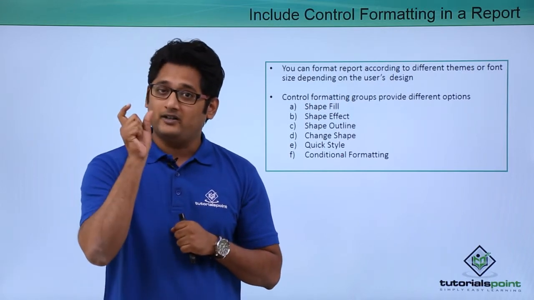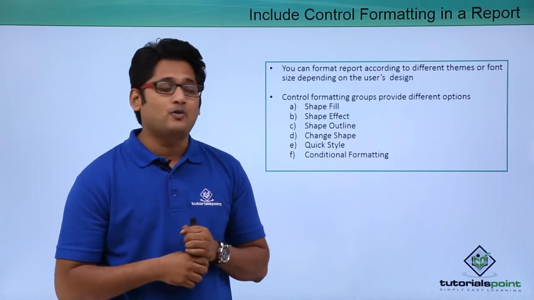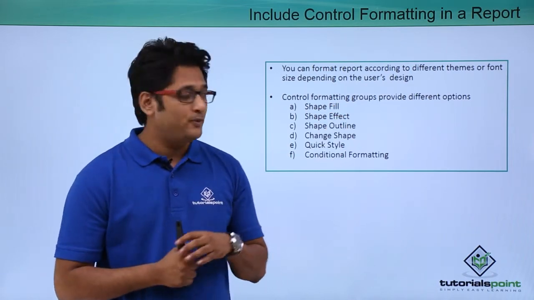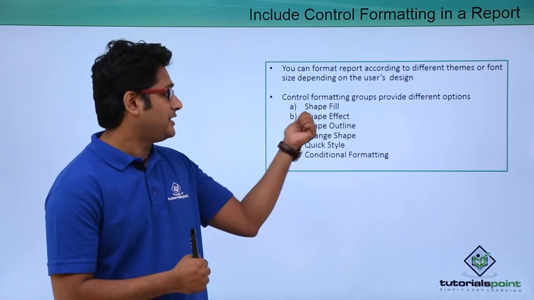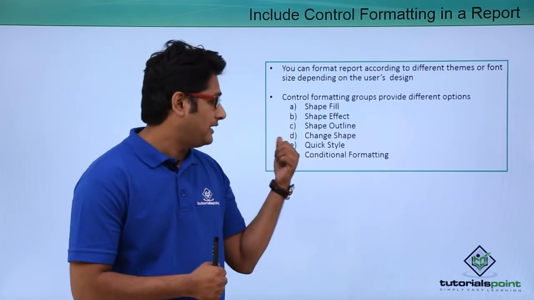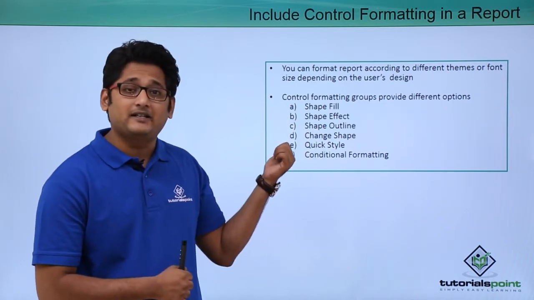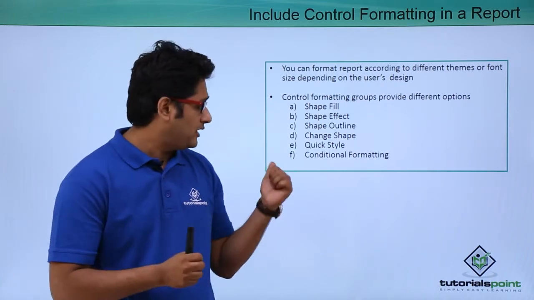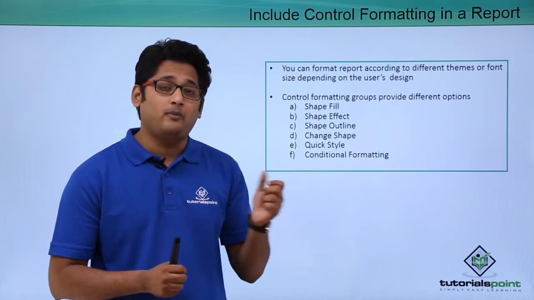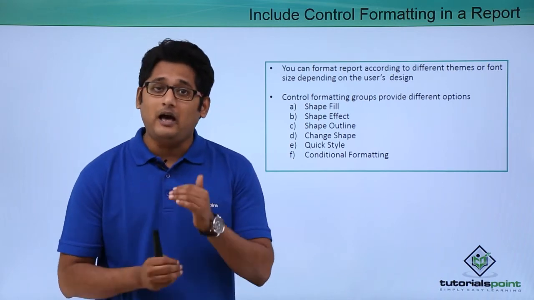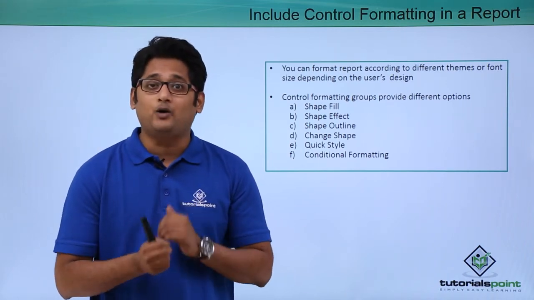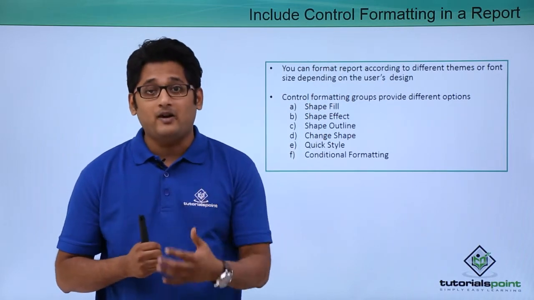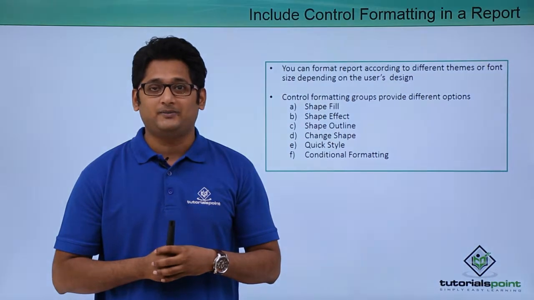Out there, if you go under the format group, under that format group you will find a control formatting group. Under that control formatting group you can find all these options like shape fill, shape effect, shape outline, and changing the style, changing the shape of a particular form. You can do all this for formatting. You can also see a conditional formatting button out there. So in our practical approach, we are going to see how to include this control formatting group in our reports.